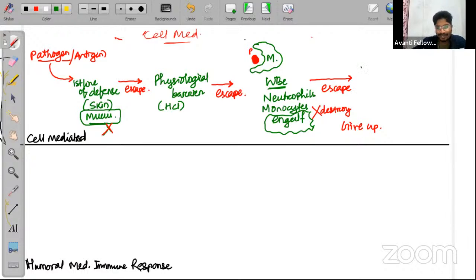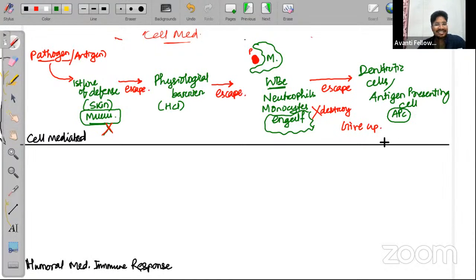Some cells are called your dendritic cells. Dendritic cells, or antigen presenting cells, that is also called APC, antigen presenting cells.